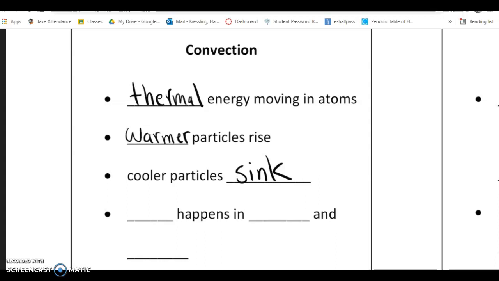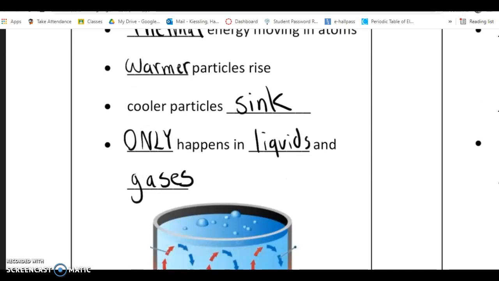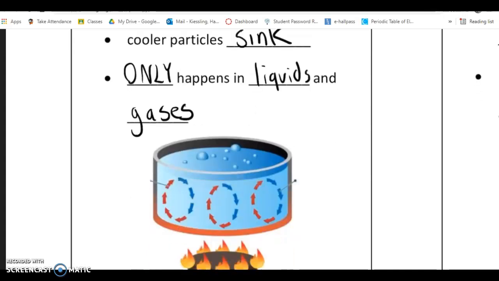Now, convection only happens in two states of matter, and those are liquids and gases. Now, the reason why y'all boil water on the stove to cook things is because water boils with convection. Convection is what causes the hot water to boil so you can cook things. So that's thermal energy in the real world.